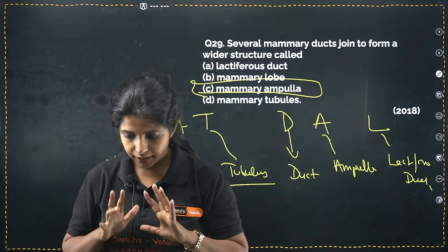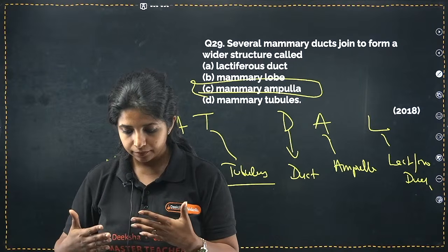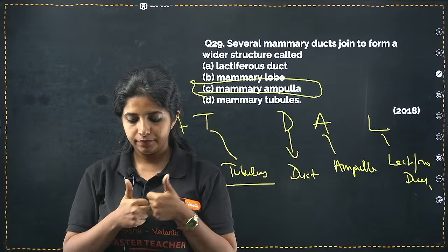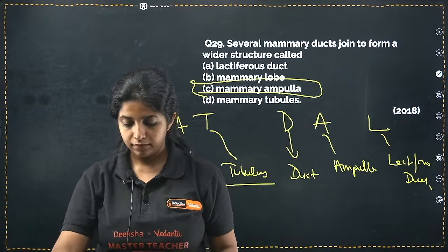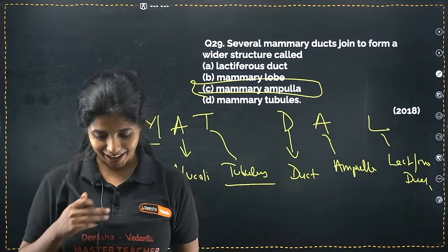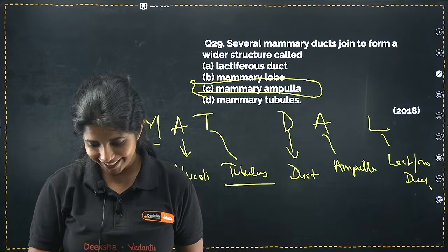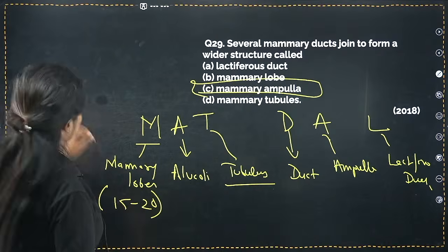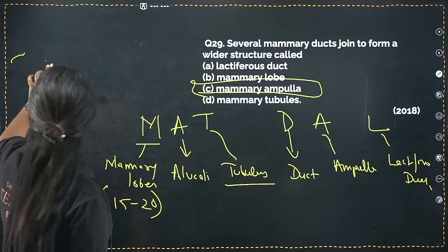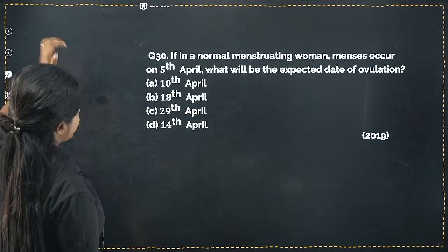Everyone understood, right? Can we go ahead with the next question? Everyone, thumbs up. Yes, perfect. Tomorrow is holiday. Yeah, holiday. Okay, let's go. Perfect. Where is the question? Where are you? Okay. Next question.